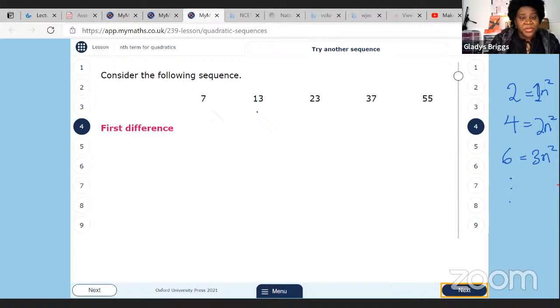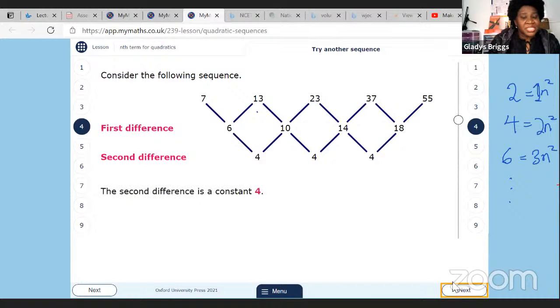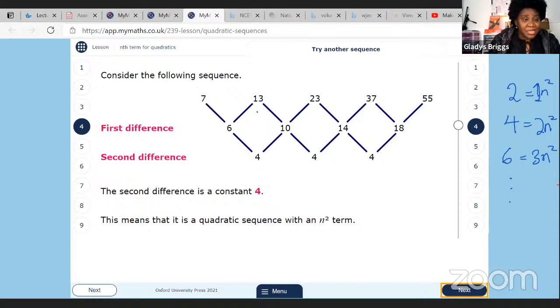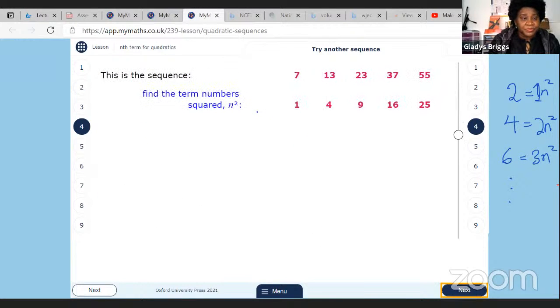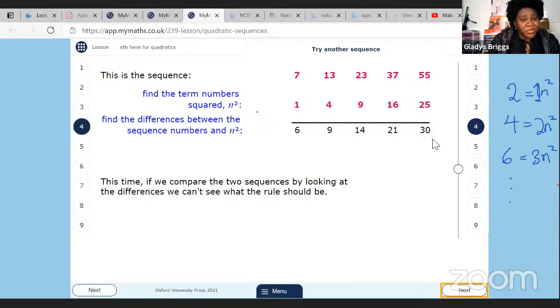You got the first difference, which is 6, 10, 14, and 18. Then you got the second difference, 4, 4, 4, 4. Yeah? The constant difference is 4. This means that the quadratic sequence is a quadratic sequence with an n squared term. Yeah? But if you did that, it's not going to give you a constant number at the end there. So you don't know what's the addition. So that's not quite it.